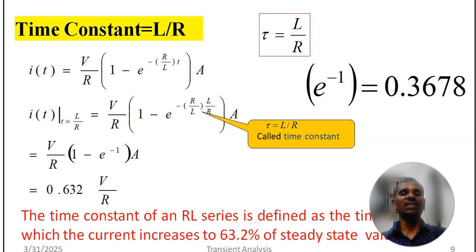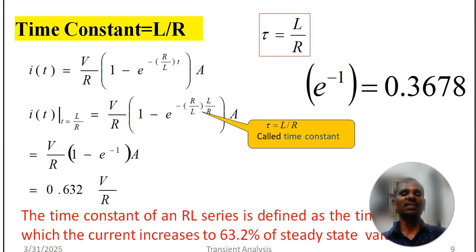Here I of t is equal to V divided by R. Since it is a time constant for inductance and resistance, it is L divided by R. So substitute for t, which is equal to L divided by R. So the final equation I of t is equal to V divided by R bracket 1 minus e power minus R by L into L by R.